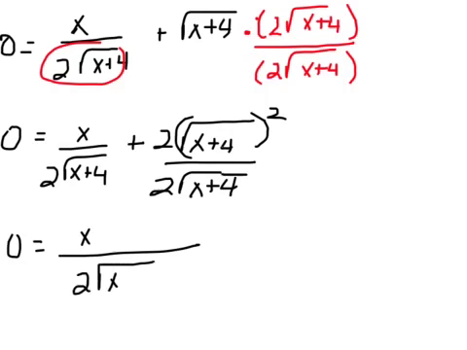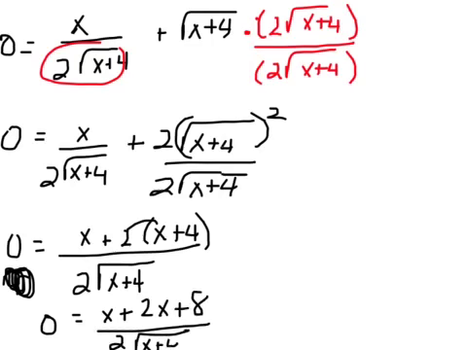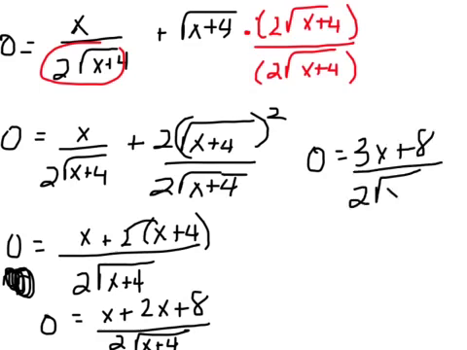I really don't care a flip about that denominator because if it's 0, I could put 0 over 1 or 0 over whatever, but the numerator is what I've got to set equal to 0 here. So it's x plus 2 times the square root of x plus 4 squared, which is just x plus 4, right? Okay. So now I have 0 equals x plus, let's distribute, 2x plus 8, right? And that denominator still looks nasty, but I could care less about the denominator because it isn't even going to enter into my question here. On the top now I have 0 equals 3x plus 8 all over 2 square root of x plus 4.